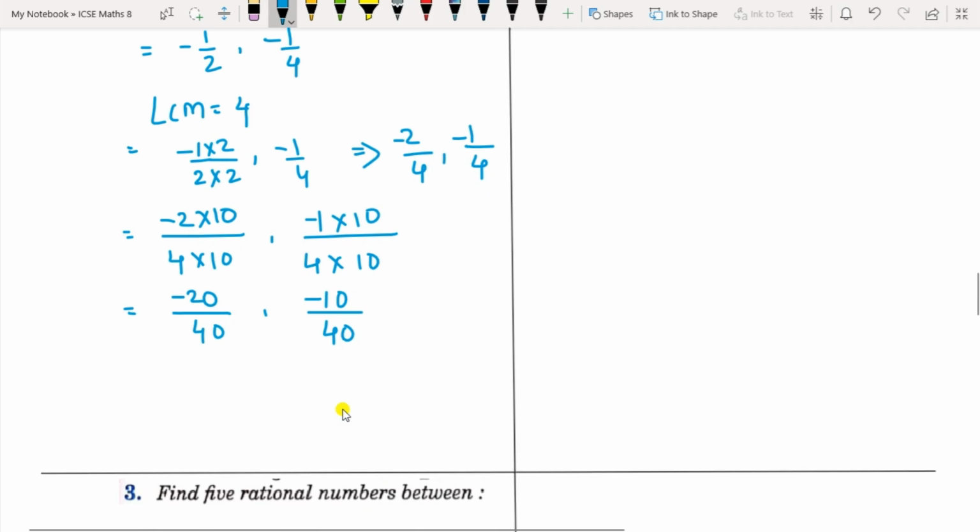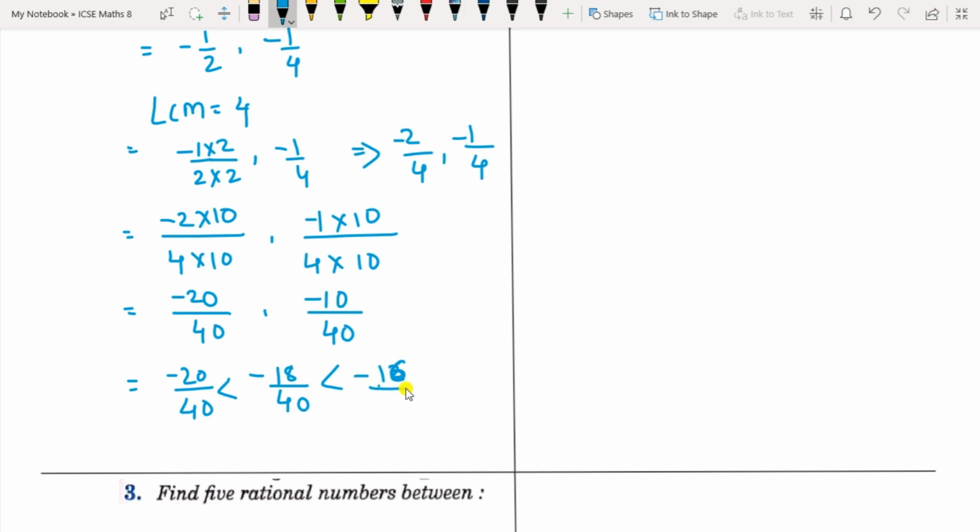Now between minus 20 and minus 10, you can write three rational numbers. So you can do it as minus 18 upon 40, minus 16 upon 40 and minus 12 upon 40, between minus 20 upon 40 and minus 10 upon 40. So this way we can solve it.